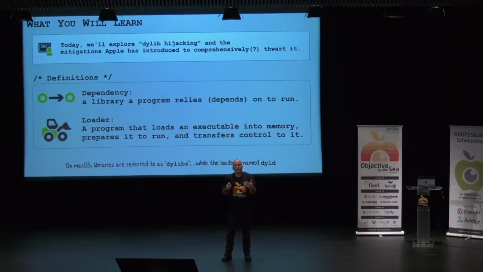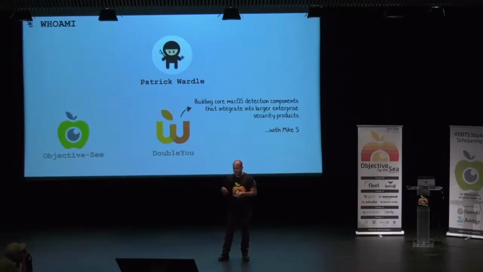So first is, what is a dependency? A dependency is a library a program relies on, or depends on, in order to run. We'll also talk a lot about the loader. In this context, the loader is simply a program that loads an executable into memory, prepares it to run, and then transfers control to it. On macOS, we refer to libraries as Dylibs, and the loader I refer to as Dyld.